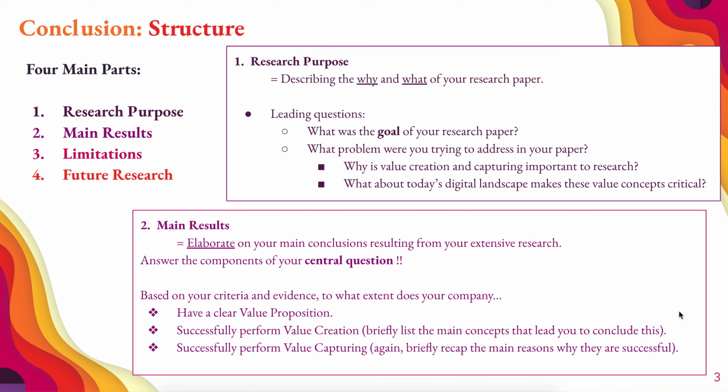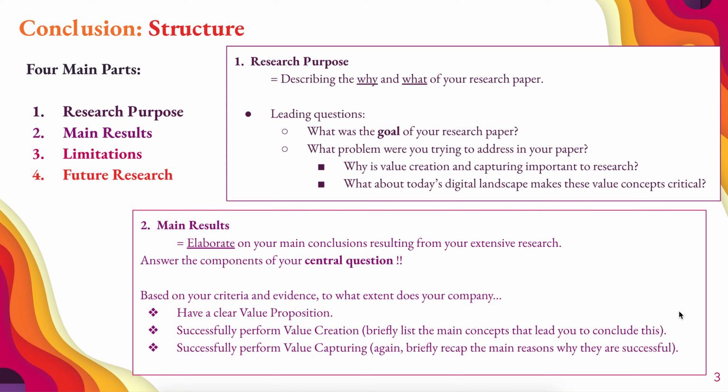And then we go into your main results. In this case, you are elaborating on your main conclusions resulting from your extensive research. Based on all of these studies and all the articles you read, you are now going to, again, reiterate and answer the components of your central question. This is like taking your analysis part and taking the conclusion sentences from the ends of each of your arguments in your analysis, and then summing them up briefly in your main results.